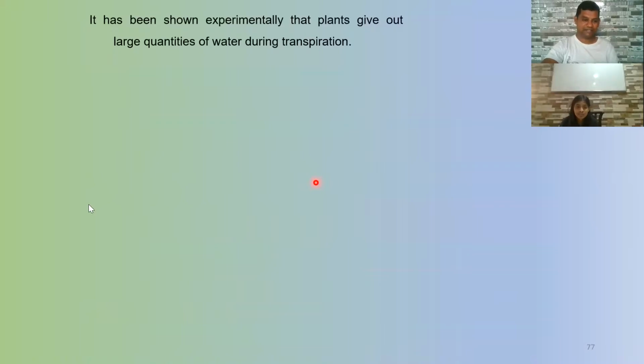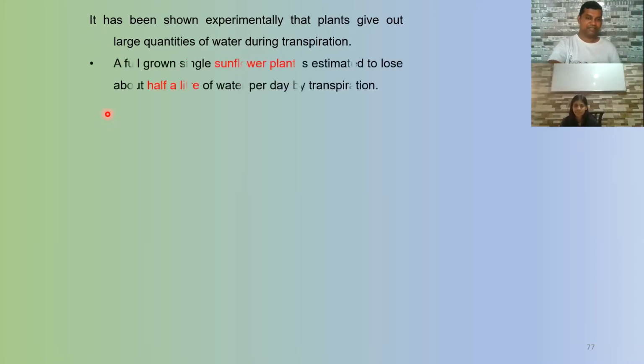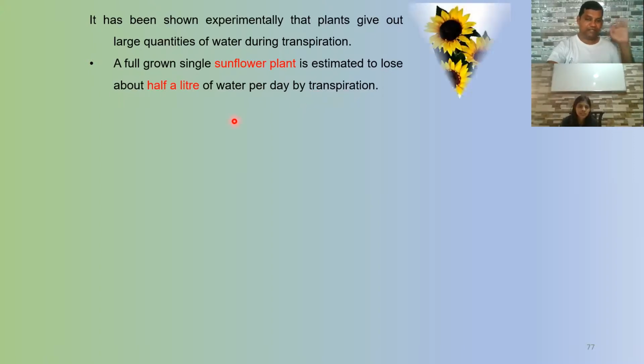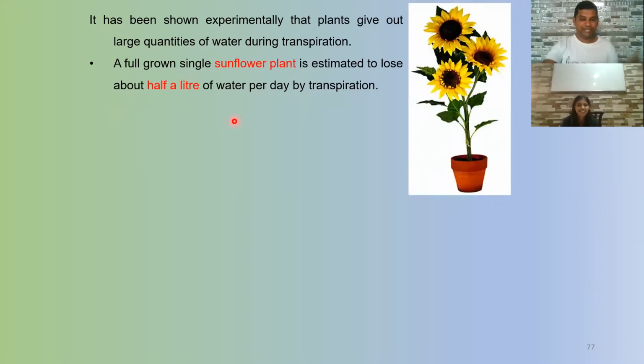इंटरेस्टिंग एग्जांपल्स ऑफ ट्रांसपिरेशन, कि कितना ट्रांसपिरेशन होता है. In general, when we talk about plants, they always do give out large quantities of water during transpiration. As an example, see this: a full-grown sunflower plant. Per day, उसका ट्रांसपिरेशन इतना है कि वो हवा में 1/2 लीटर ऑफ पानी छोड़ता है. Sunflower plant gives 1/2 liter of water. इतना ज्यादा transpiration, one sunflower plant.